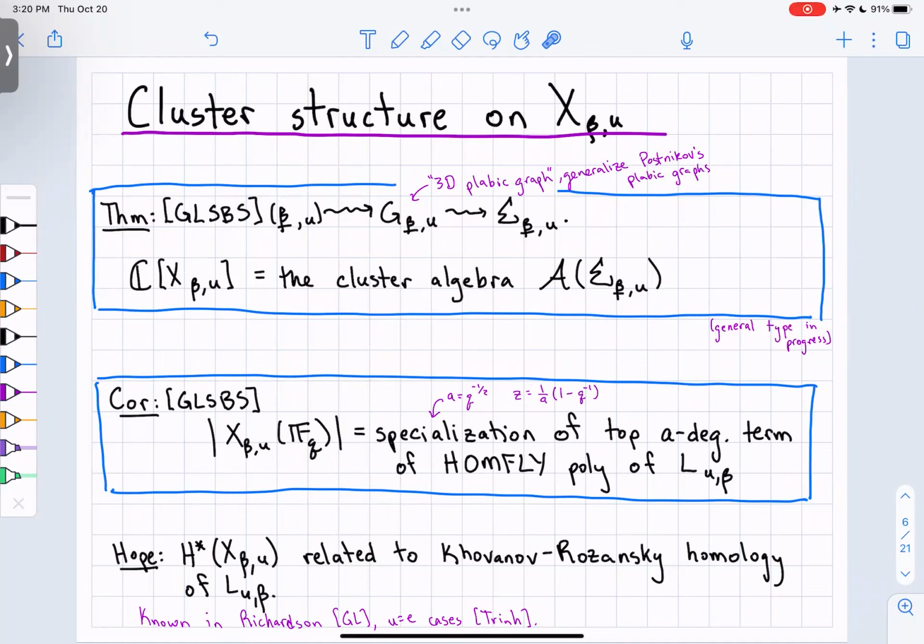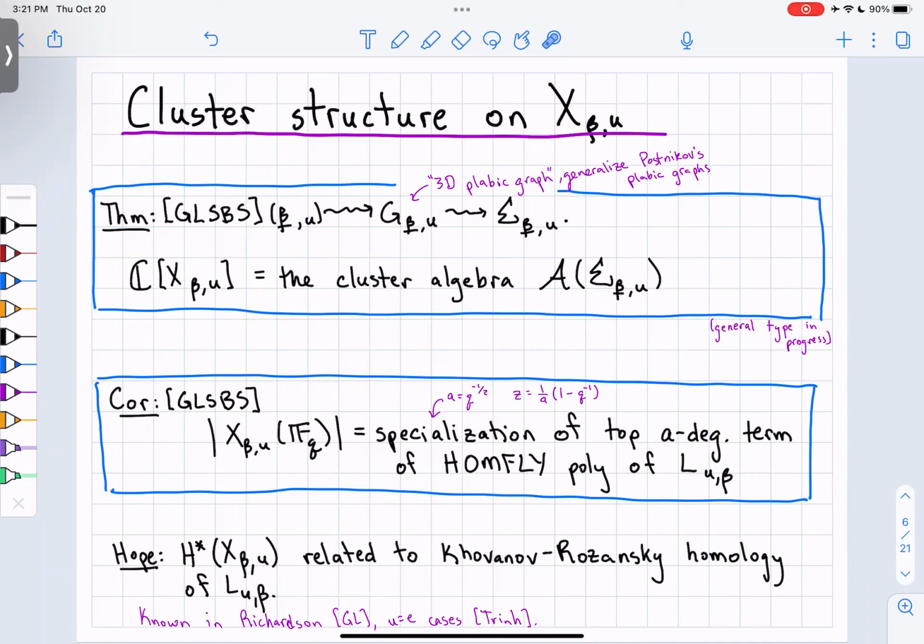And I'll just say the hope, which is not currently known but sort of expected, is that the cohomology of these varieties should be related to the Khovanov-Rozansky homology of these particular links. This is a hope. I don't think anyone has sat down and worked out the details yet, but another reason to be interested in these varieties is they give you access to some link invariants, and our results give some information in that direction. Sorry, so you're saying the hope is that by understanding the cluster algebra structure, this might ease or facilitate the connection to Khovanov-Rozansky?